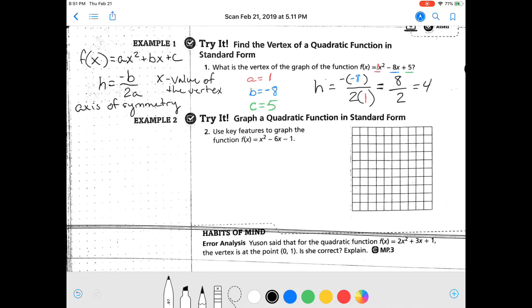So now we have to figure out the k or y value of our vertex. And the way we're going to do this is by taking our h value and plugging it in for x in the original function. So anywhere you see an x in f of x, we're going to put a 4 in its place.